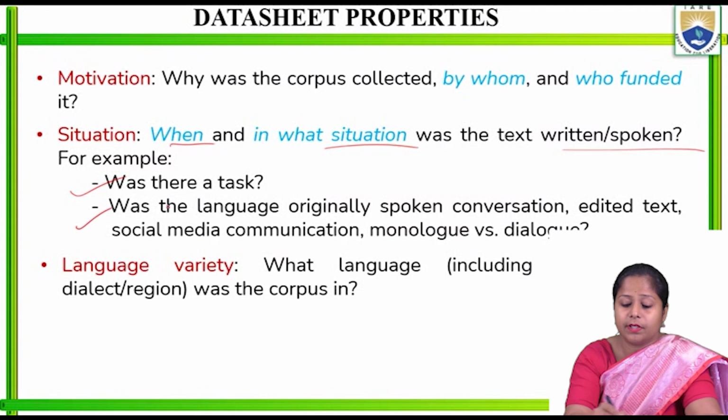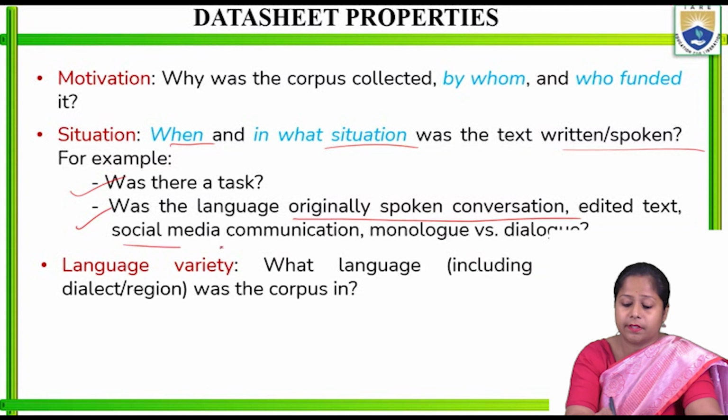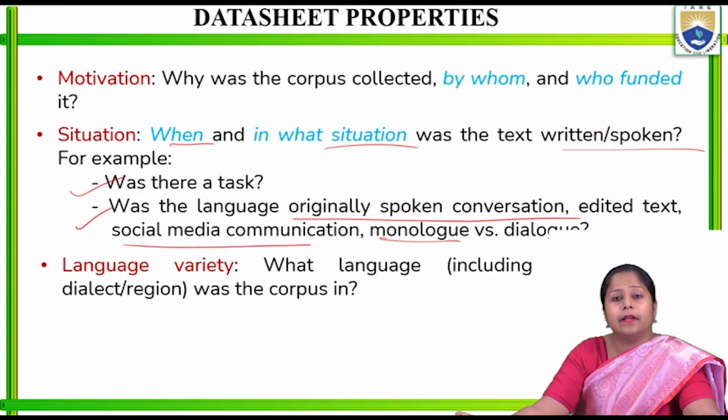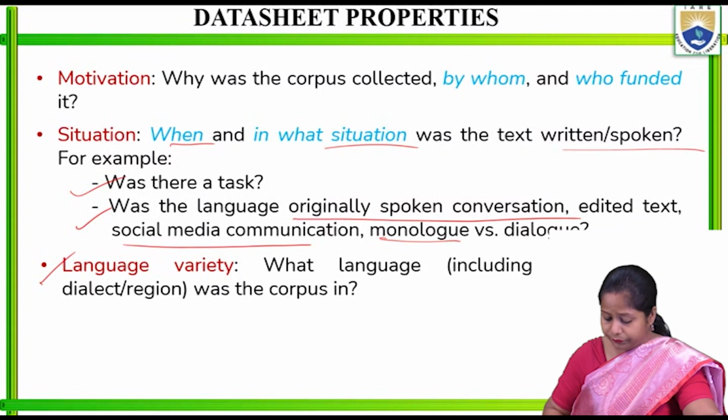Was the language originally spoken, a conversation, edited text, social media communication, a monologue, or a dialogue? We need to identify the situation when we are checking the dataset properties created by different users and speakers. Now the language variety: what language it was, including the dialect and region, which has geographical properties. What language was in the corpus is also considered when we talk about dataset properties.